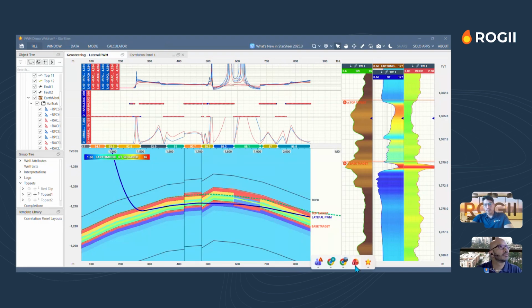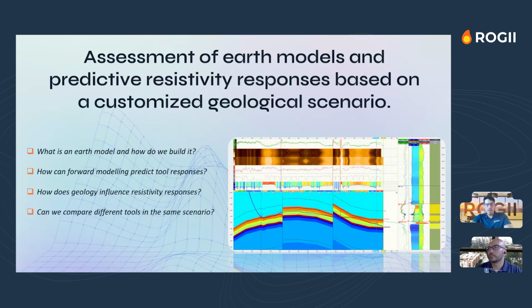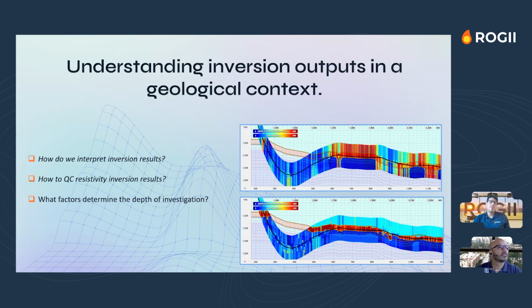I'm going to come back here to the slides. So now let's talk about understanding the inversion. This is the next process. Once you do the Earth model and create your scenario, you can create your inversion and see how it looks with one or different tools. Then in real time, you use the real-time resistivity data to create the inversion. And then Jair is going to show you the understanding of these inversions and how to read them, and how to see the dips.